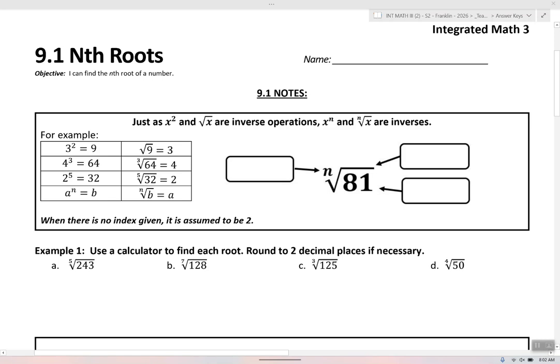Let's start Unit 9 out with some nth roots. So you may be familiar with square roots, and that is an nth root with the number 2. So we're going to use different numbers and find different roots of things. So just as x squared and the square root of x are inverse operations, x to the n and the nth root of x are also inverses. Just to help you wrap your mind around that, here are some examples.